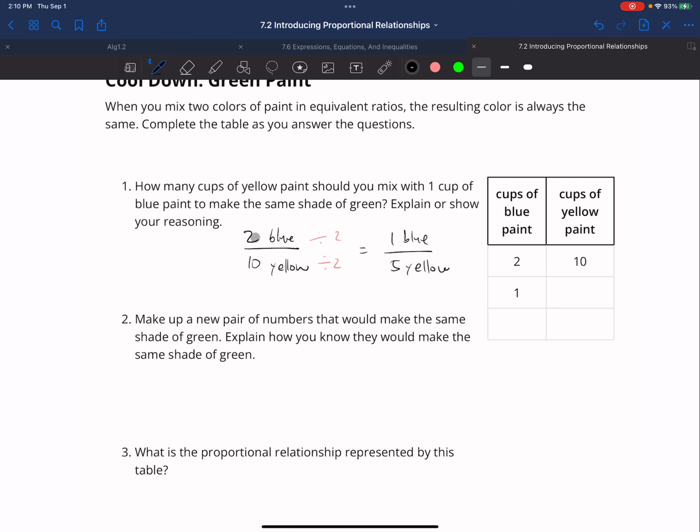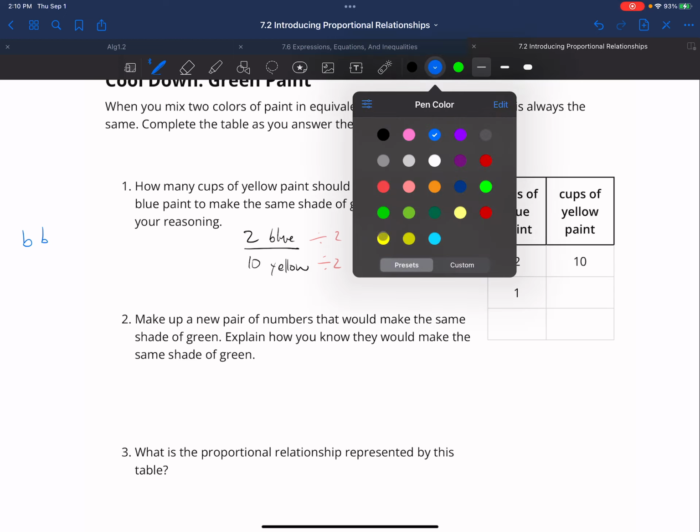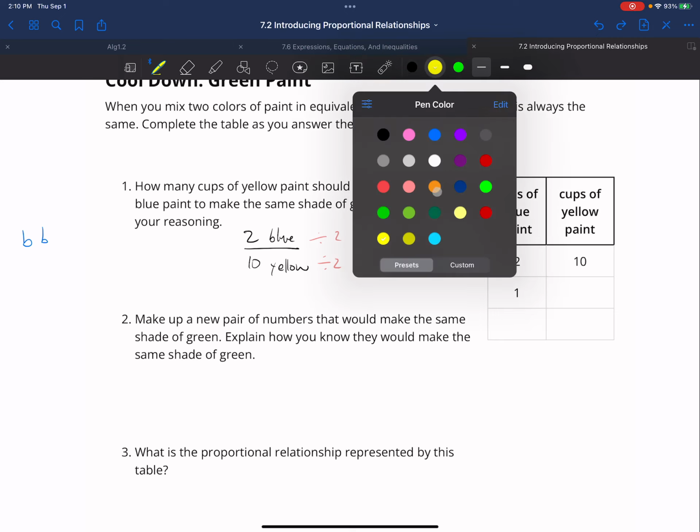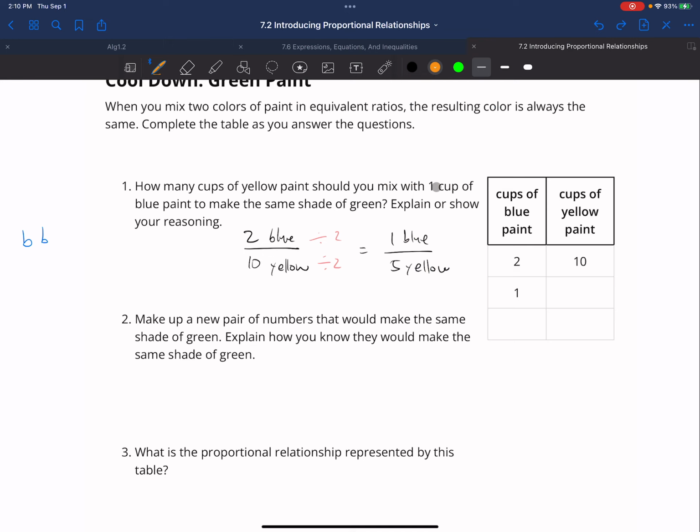So I'm gonna do 2 blues, 1, 2, and then 10 yellows. That's a yellow. Ooh, that is really hard to see. I'm gonna do orange for yellow, because you can't really see it. So I'm gonna say that is yellow. 1, 2, 3, 4, 5, 1, 2, 3, 4, 5. So that is 10 yellows, right? 1, 2, 3, 4, 5, 6, 7, 8, 9, 10, and then 2 blues.